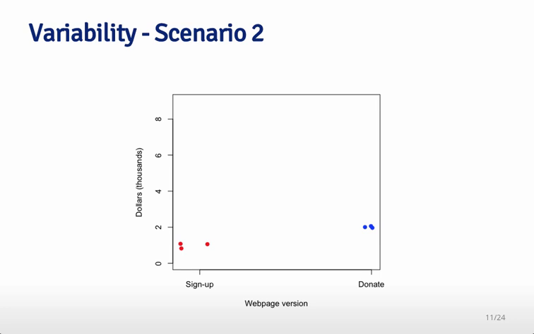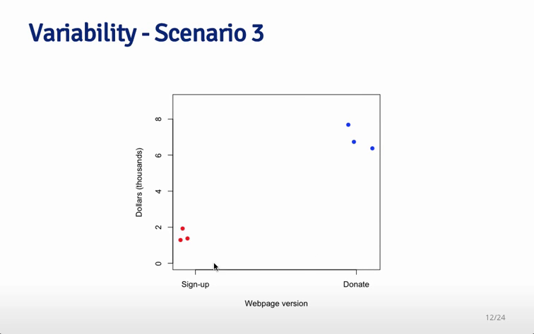Here's another hypothetical case. Suppose in this case, you got a very slightly smaller number of dollars donated when you showed the sign-up version than you did the donate version. Here, the variability is much smaller, so you can tell for sure that the donate version gives you more money. You might implement the donate version, but it's not clear that that will give you a huge benefit.